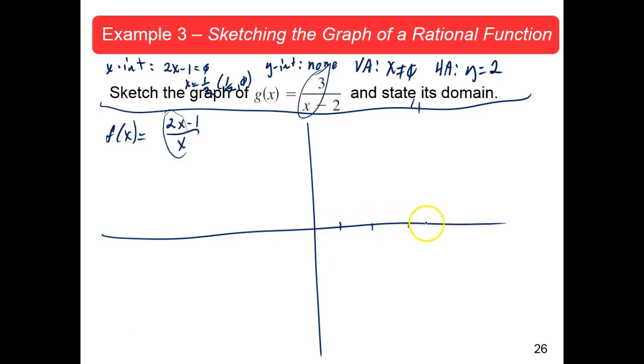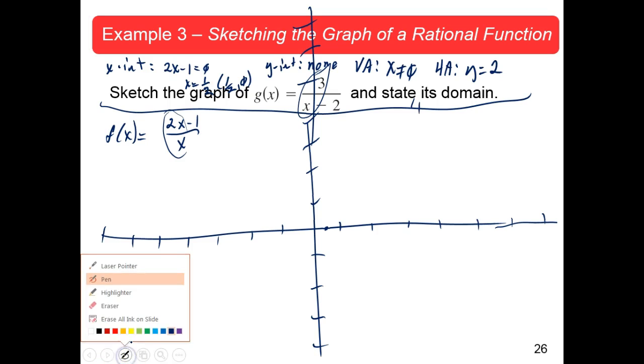1, 2, 3, 4, 5, 6, 7. Negative 1, 2, 3, 4, 5, 6, 7. Positive 1, 2, 3, 4, 5, 6, 7. And negative 1, 2, 3, 4. Okay. So, x-intercept is 1/2, 0. 1/2 to the right, 0 up or down. There's the x-intercept. Y-intercept none. Vertical asymptote is your x equals 0.